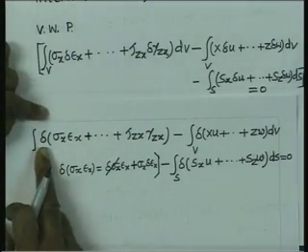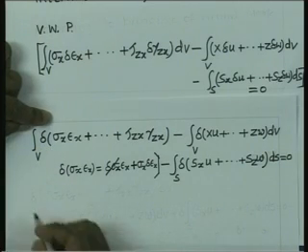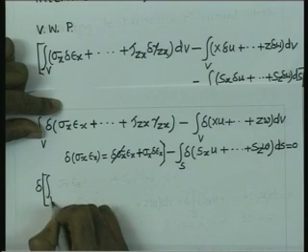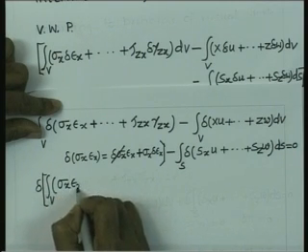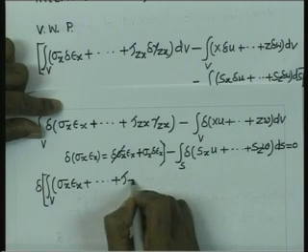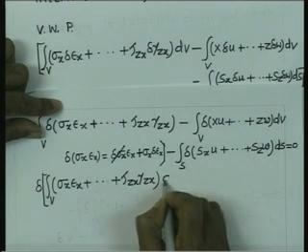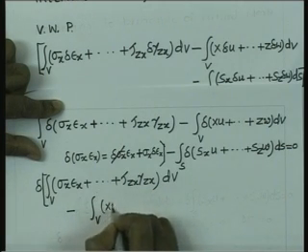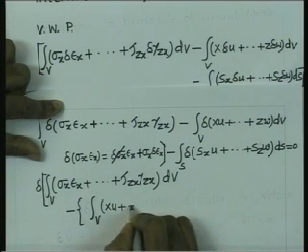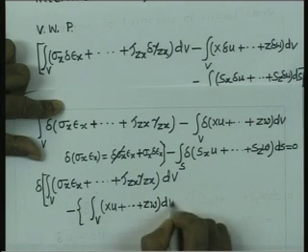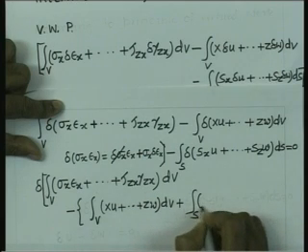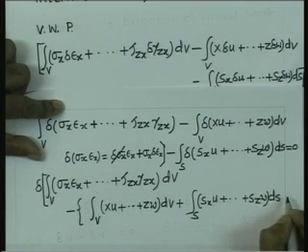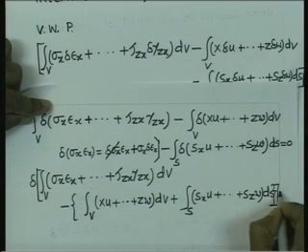Finally, this delta operator can be taken outside the integral sign, and we can now write that this is nothing but delta of integral over V of sigma x epsilon x up to tau zx gamma zx dV minus integral over V of X u dV plus integral of Sx u plus Sz w dS, that is equal to 0.